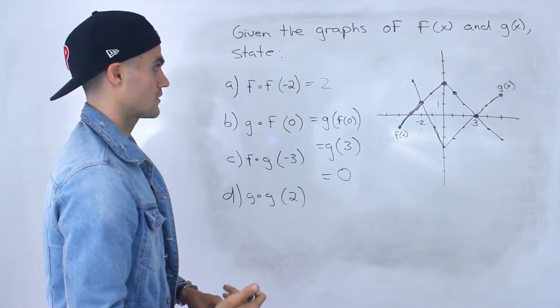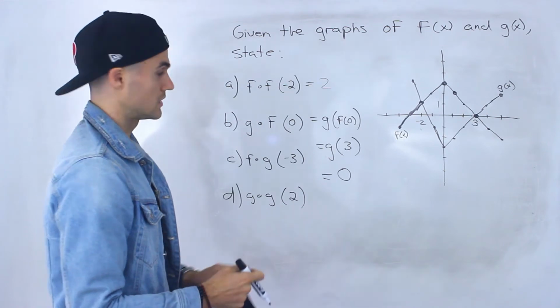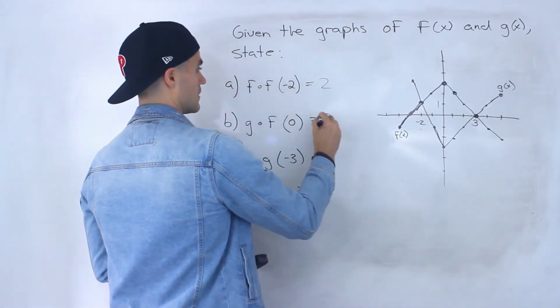Let me just double check this. F of 0 is 3. G of 3 is 0. Okay, so that would be 0 right here.